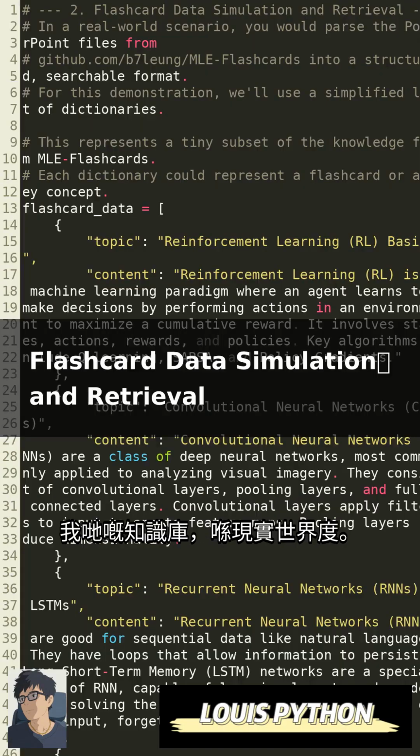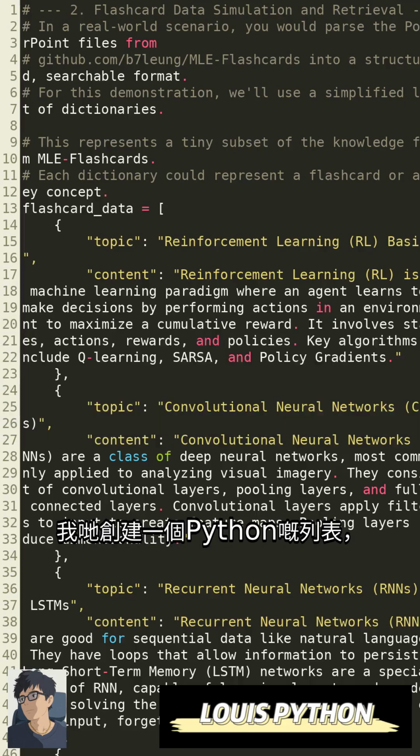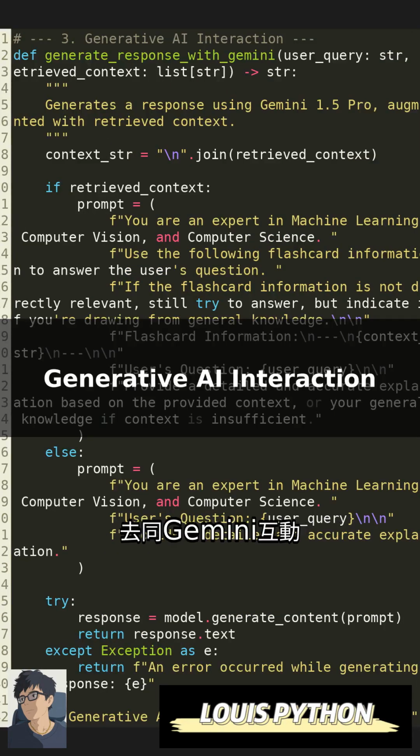Next, we simulate our knowledge base. In the real world, you'd parse the flashcard files, but here, we create a list of Python dictionaries representing the core concepts. We then define a simple retrieval function. This function mimics a vector search by performing a basic keyword match to find the most relevant flashcard content for a user's query.